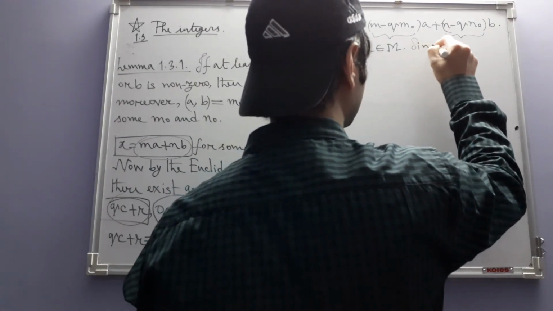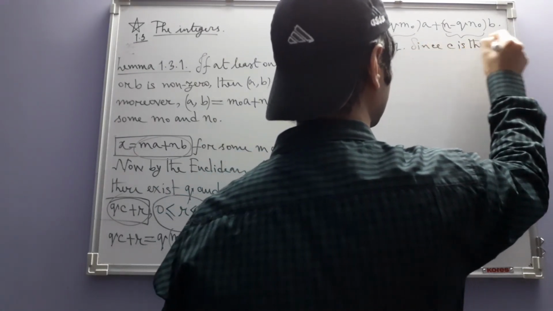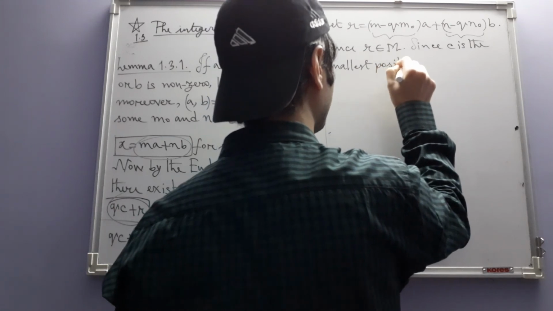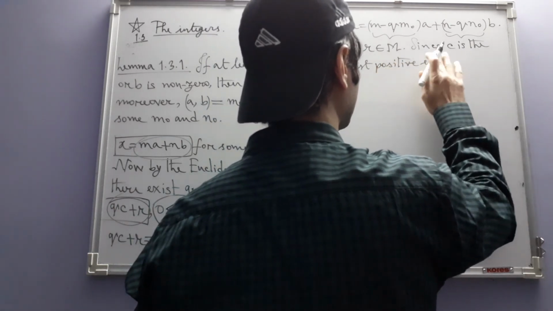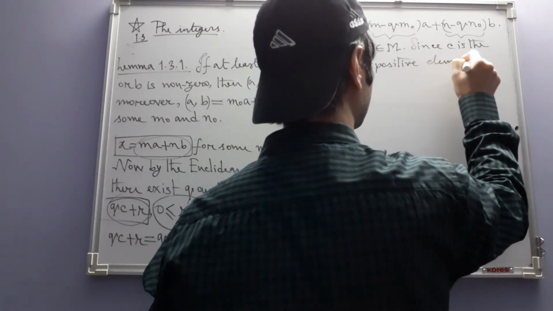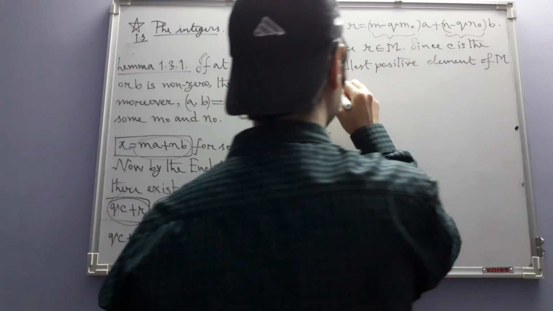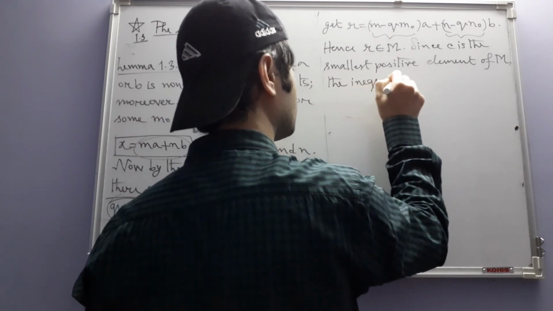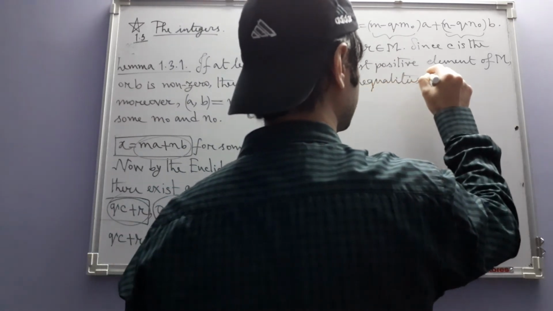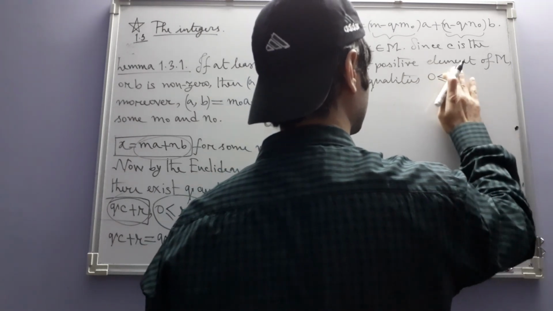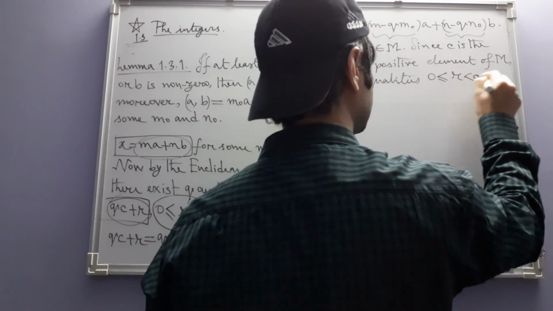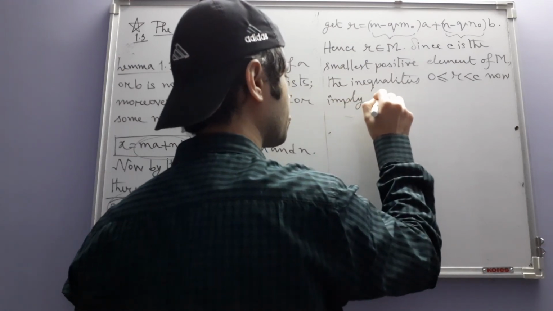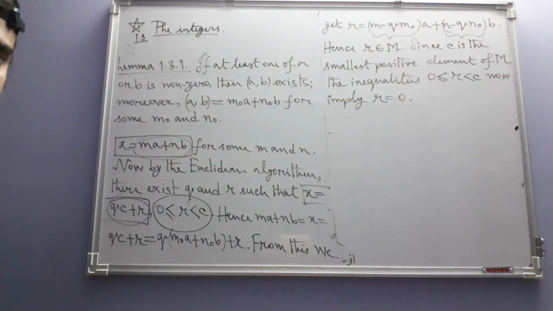Since C is the smallest positive element of M, the inequalities, yes, R less than C, now imply R is equal to 0.